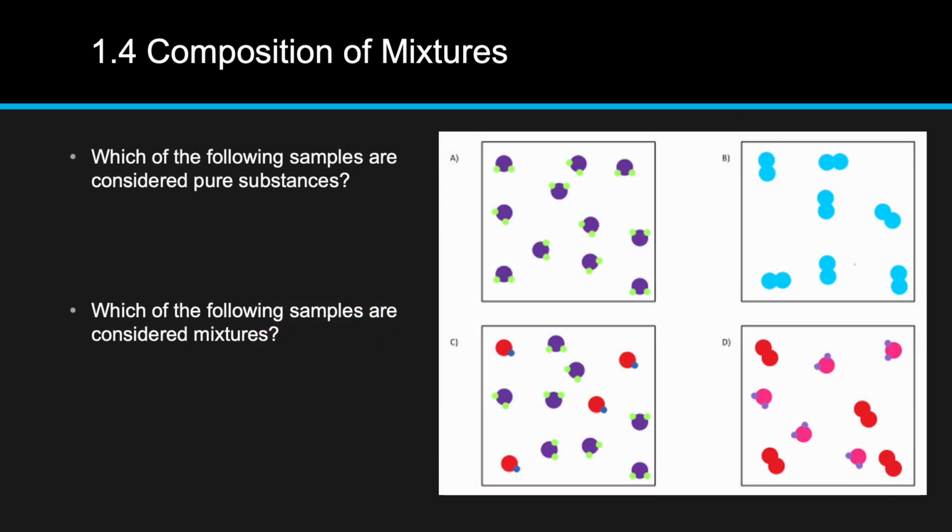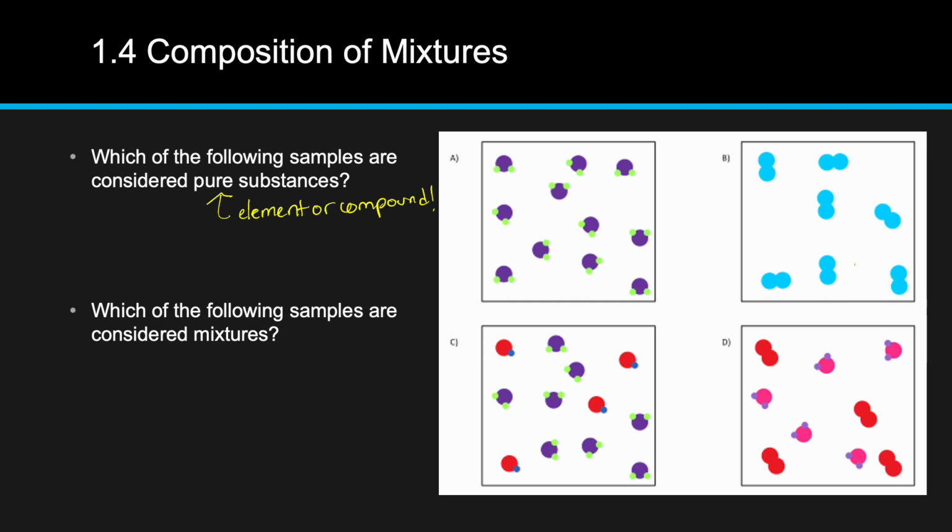All right, so let's look at some more particle diagrams. The first question says, which of the following samples are considered pure substances? I want you to pause the video and see if you can answer that question. If it's asking you to identify a pure substance, you're looking for either an element or a compound.